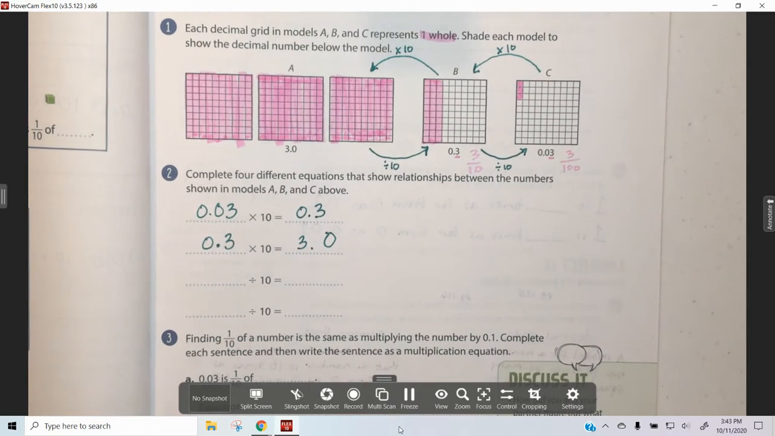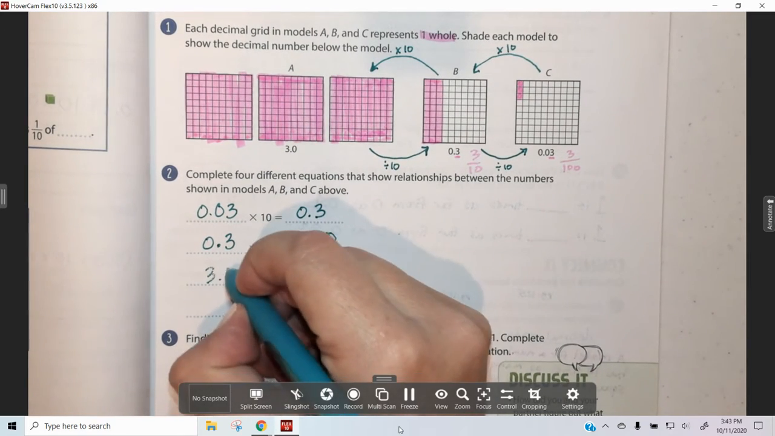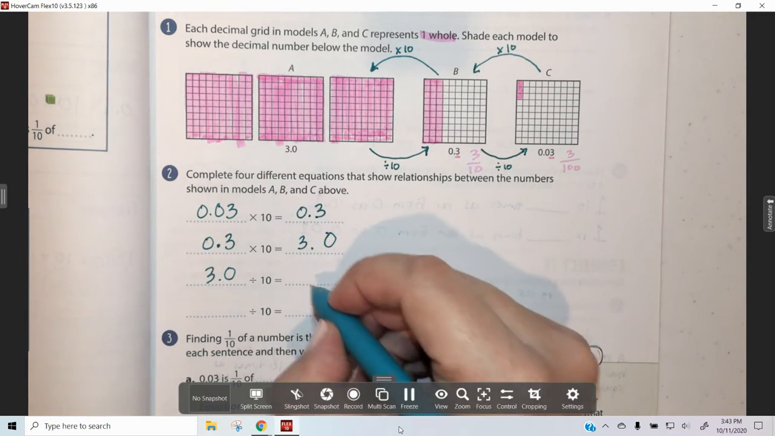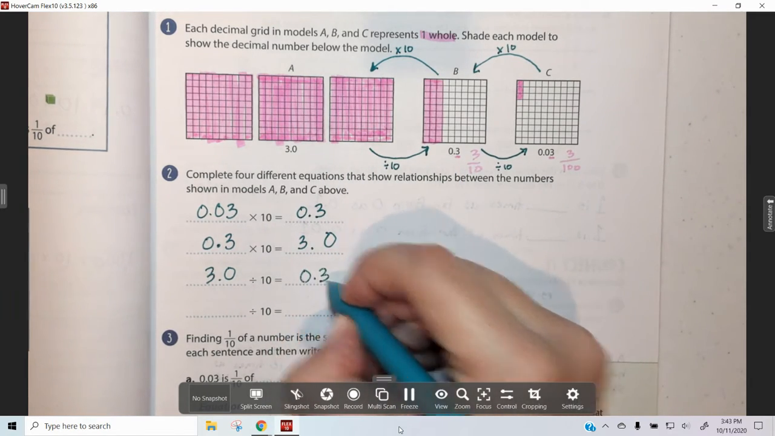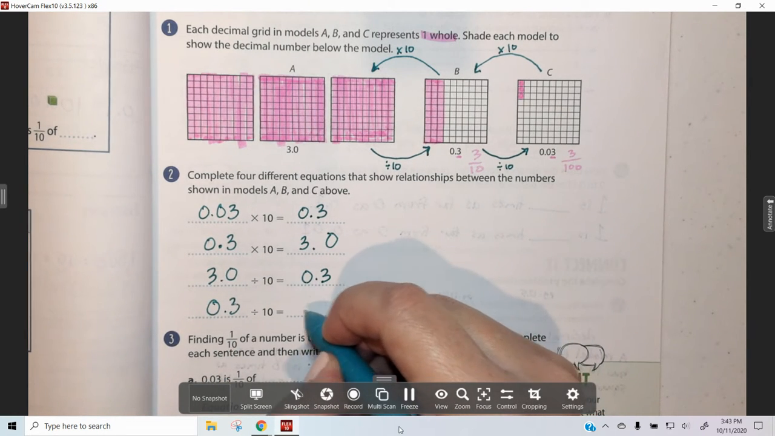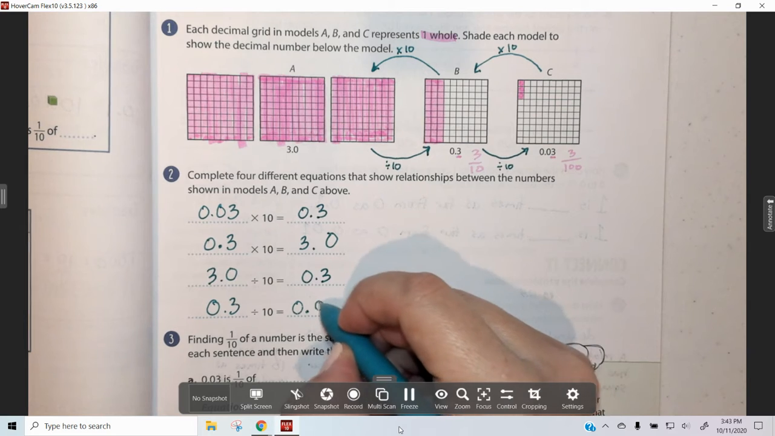Now, conversely, if we start with 3 wholes and we divide by 10, what do we get? 3/10. And if we divide 3/10 by 10, what do we get? 3/100.